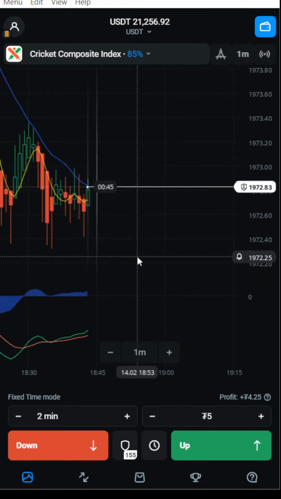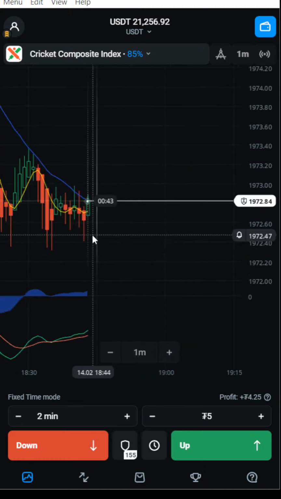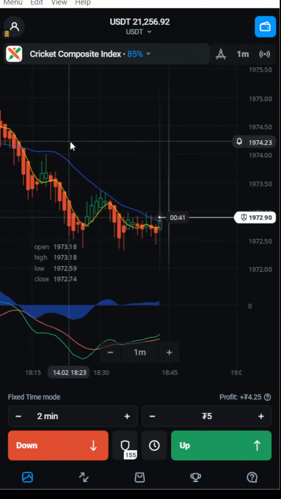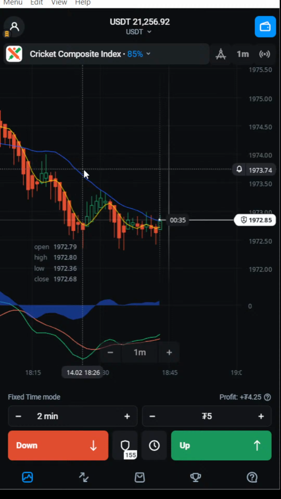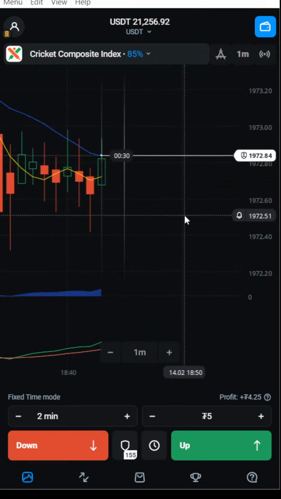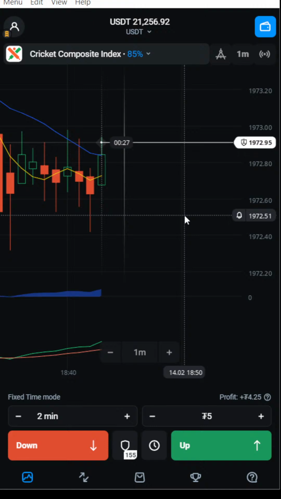So SMA, simple moving average. You can see there are two lines. We have here the SMA blue line with the period of 22 and the yellow line with the period of 5. So you can remember it as SMA blue line and yellow line.